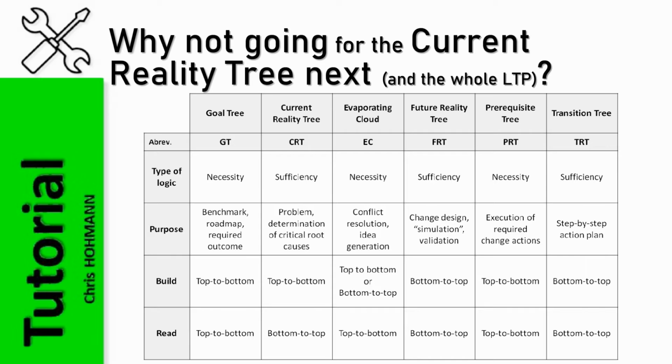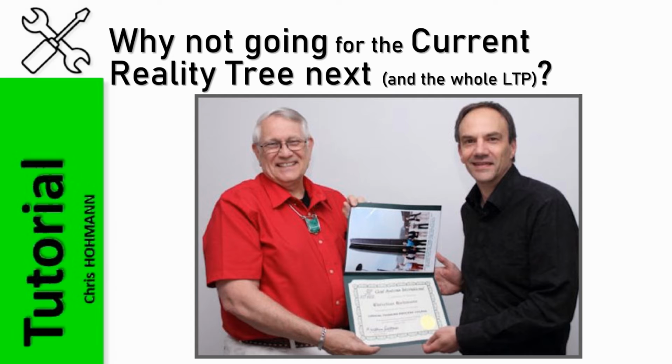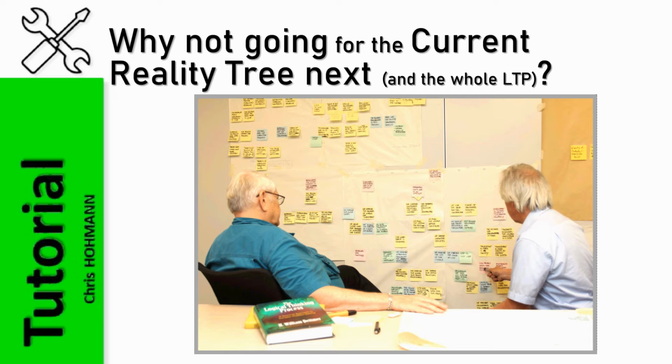So if a structured logical process based on several logic tools exists, why not going for such a sequence, but sticking to the sole goal tree? While studying the logical thinking process, being trained and certified, I noticed that it is common for practitioners to have a favorite logic tool among the 6.